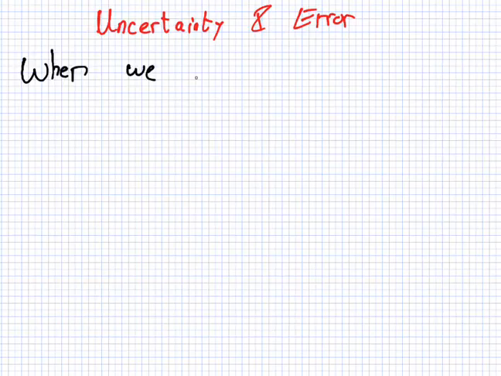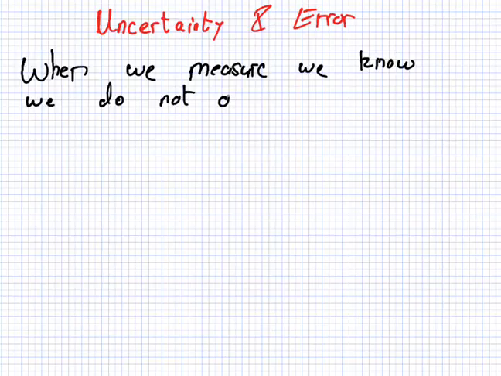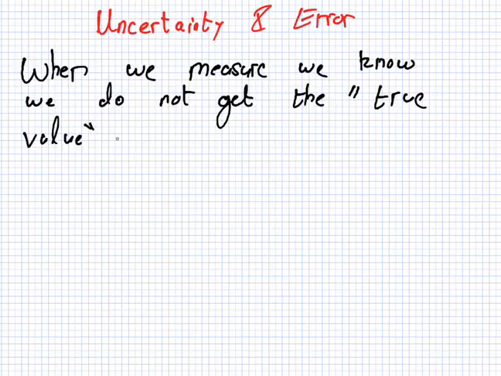So, when we measure, we do not get the true value. So you know when you measure something, you don't get the true value, the actual value. How can we calculate the error? Well, that's what we'll look at today. That's what we're going to do today, how to calculate that. This is for lab purposes. For labs 2, 3, and 4.